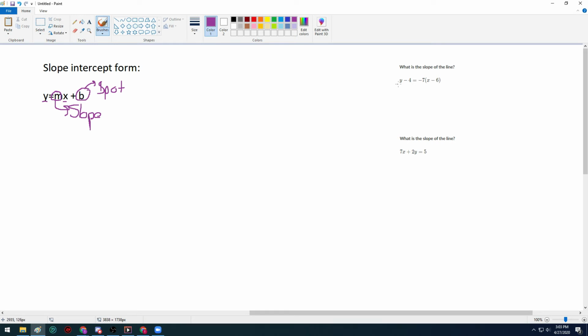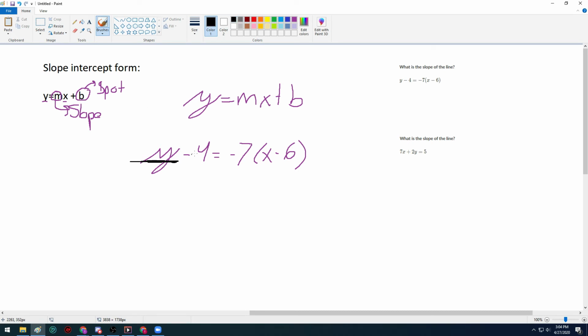So let's look at some examples here. We need it to be in the y equals mx plus b form. Looking at the first one, we have y minus 4. I'll rewrite it down here so it's a little bit bigger. y minus 4 equals negative 7 times x minus 6. Now we need to get y by itself here. So how do we do that? Well, the first thing we need to take care of is we need to get rid of this parentheses right here.